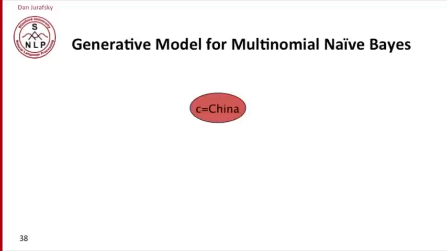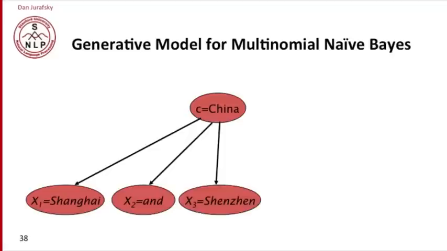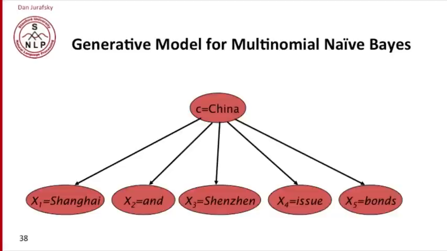So imagine I have a class, let's say it's China, and imagine that we were randomly generating a document about China. So we might start by saying, well, the first word x sub 1 is Shanghai, and the second word is and the third word is Shenzhen, and the fourth word is issue, and the fifth word is bonds, and so on. We've generated a little random document about China. So what this generative model shows you is that each word is an independently generated word from a class, generated with a certain probability. We have a little set of probabilities we're keeping for each word. Let's think about that.